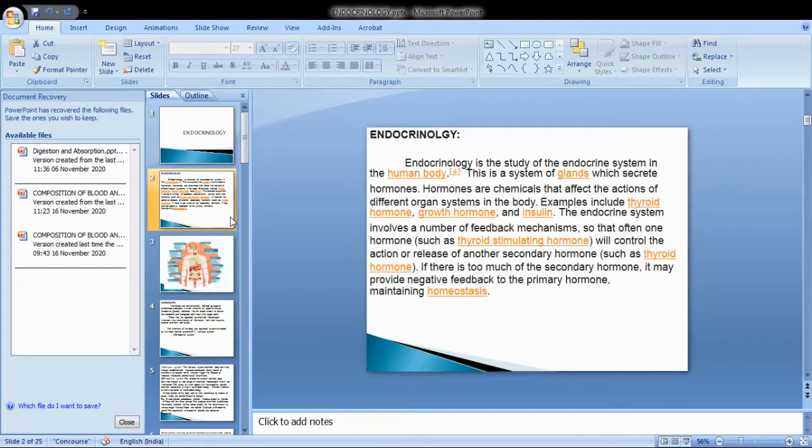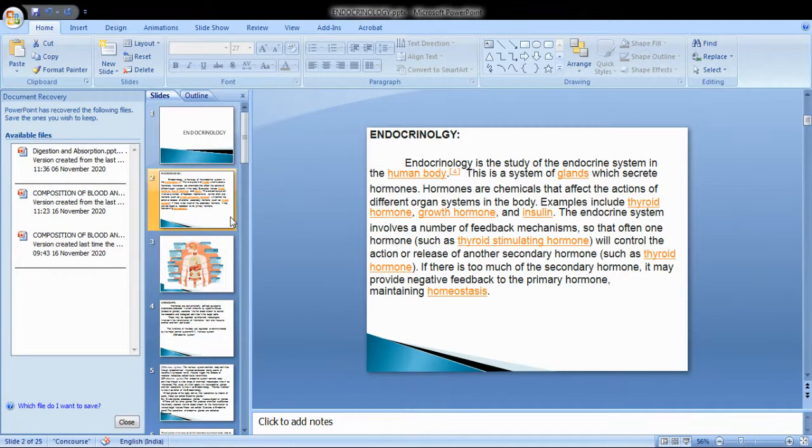The study of the endocrine system in the human body. This is a system of glands which secretes hormones. Hormones are chemicals that affect the actions of different organ systems in the body.